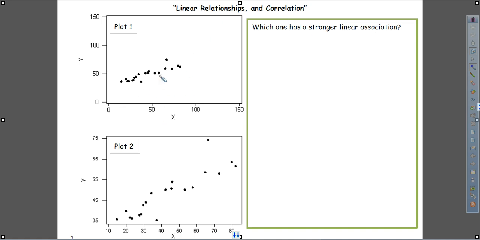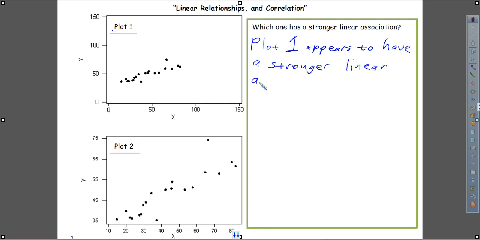Well, we can see plot 1 looks pretty strong. So we could say that plot 1 appears to have a stronger linear association than plot 2 does.